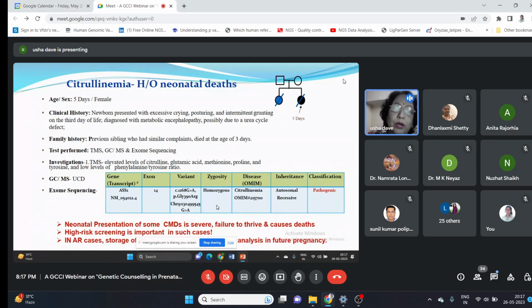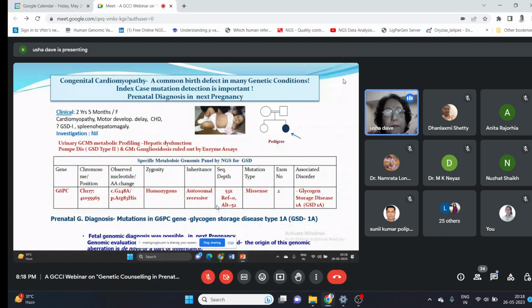So we found out that it is a severe neonatal citrullinemia case, because of which the deaths are occurring. Now, in this case, your counseling becomes very important, how you convince them to do the exome sequencing, that this is the mutation which we found, and how you can do it in your next pregnancy. So that communication becomes very important.